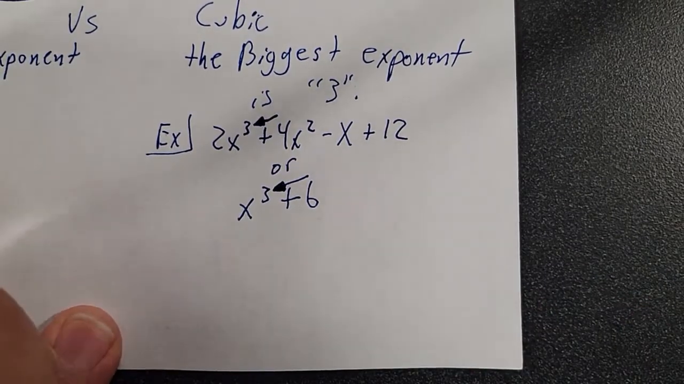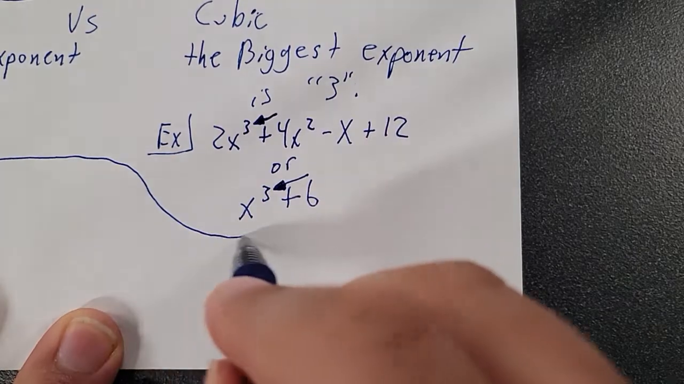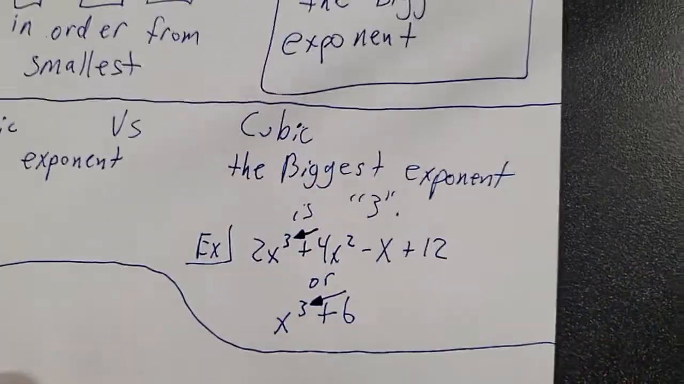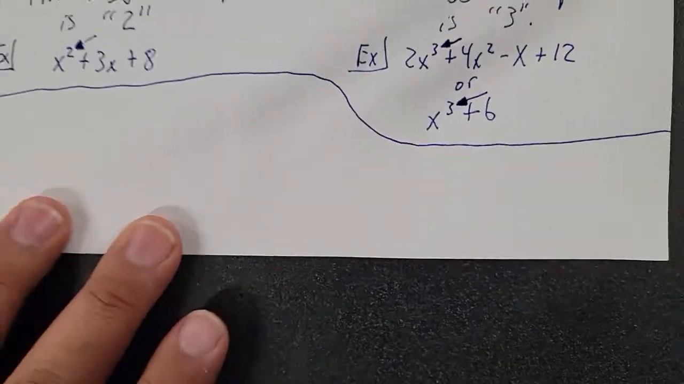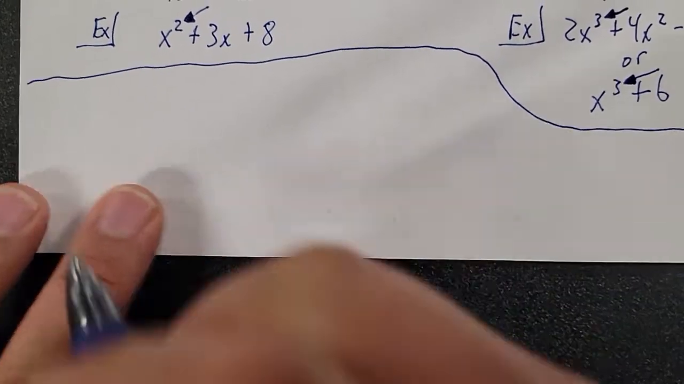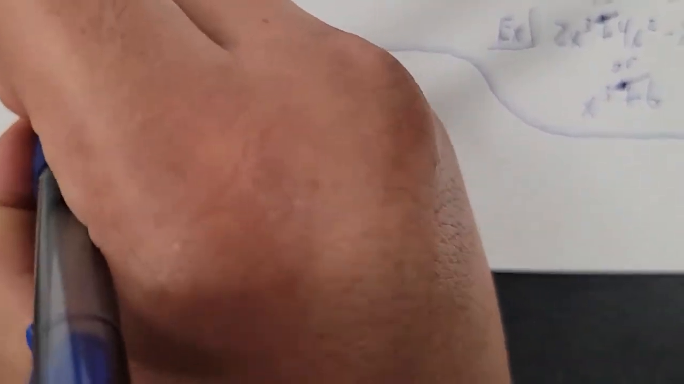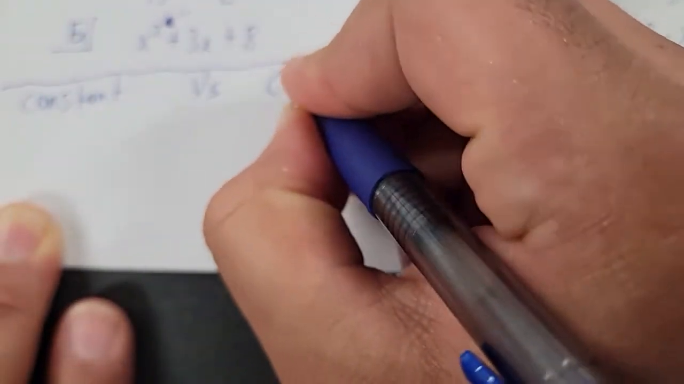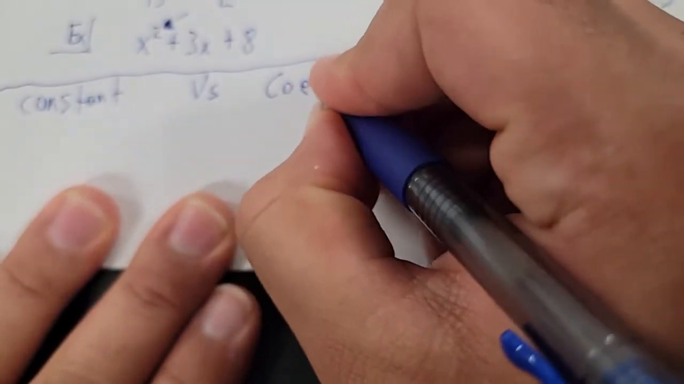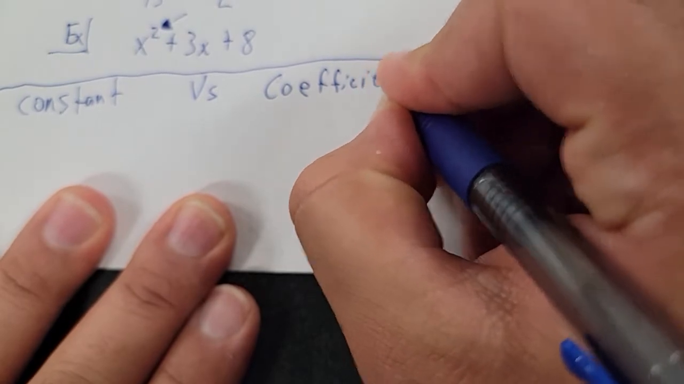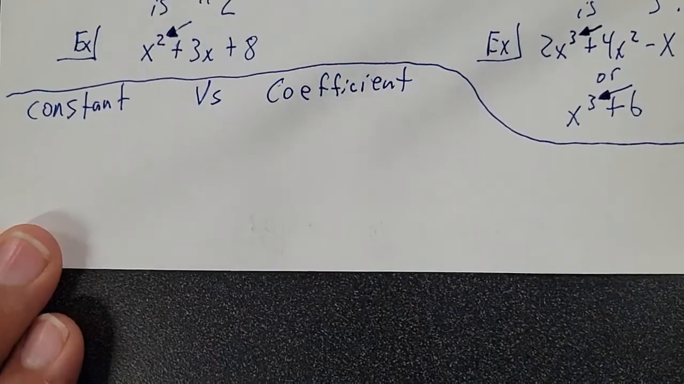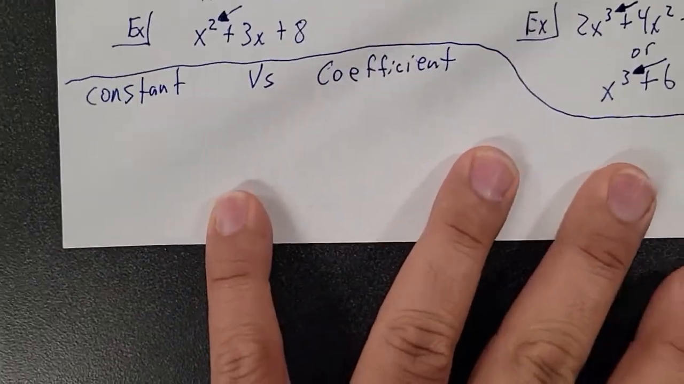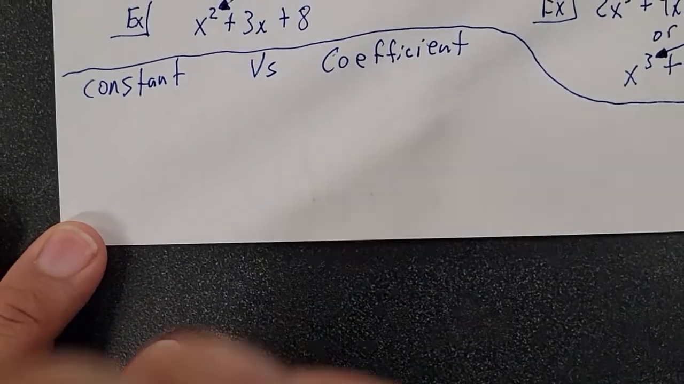All right, let's go and draw a line. Let's separate this a little bit. All right, last 2 words for vocabulary. I think they can fit right here actually. So I have a constant versus coefficient. All right, and you're going to kind of tell the difference here. These are not hard, guys.